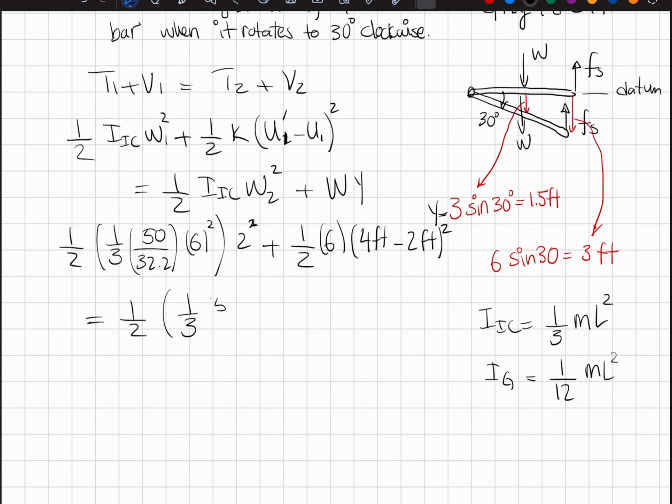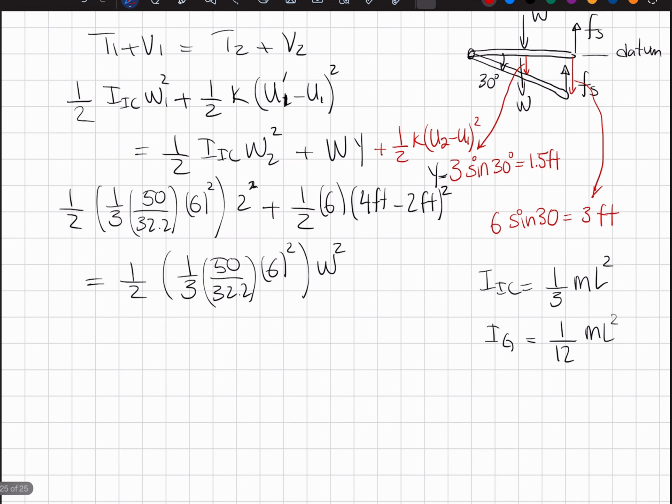And then we look at the right-hand side of this expression, which gives us 1/2, 1/3, 50/32.2, 6 squared. Omega squared is what we're trying to figure out. And lastly, we look at the gravitational component. Something else I forgot is when we look at this expression up here, there is also a 1/2 k U2 minus U1 squared, because the spring continues to get stretched as it goes down.